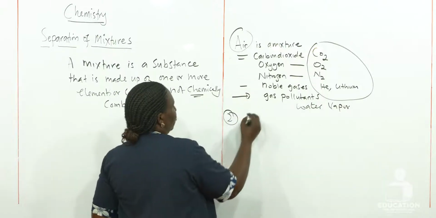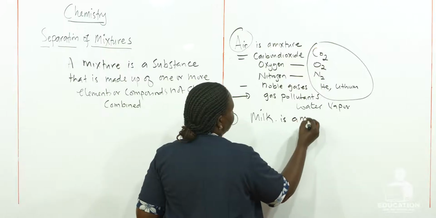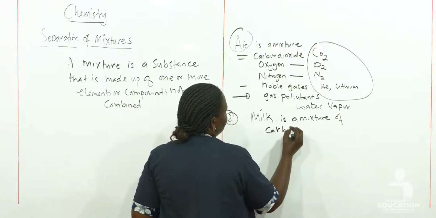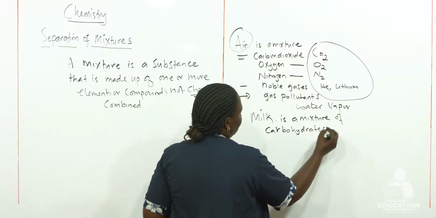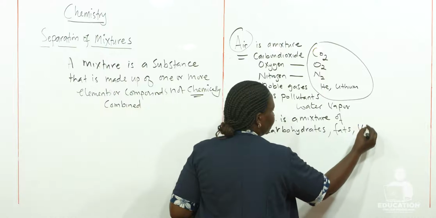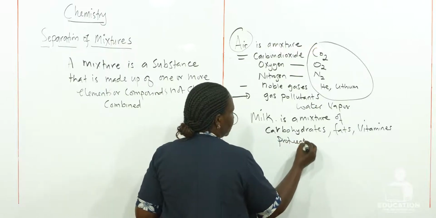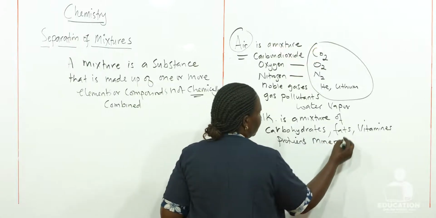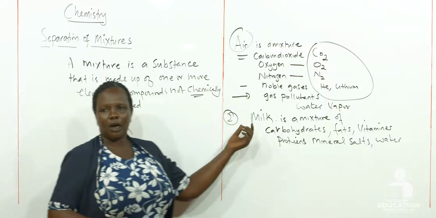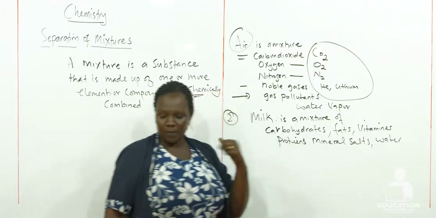Then number 2, we have milk. Milk is also a mixture. Milk is a mixture of carbohydrates, we can get fats in milk, vitamins, proteins, and mineral salts, and then water. So milk is a mixture of all these substances. We have carbohydrates, fats, vitamins, proteins, mineral salts, and water.